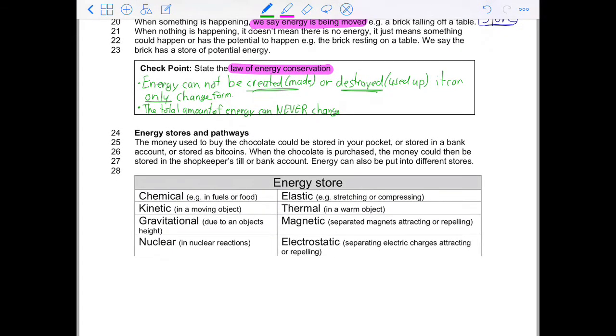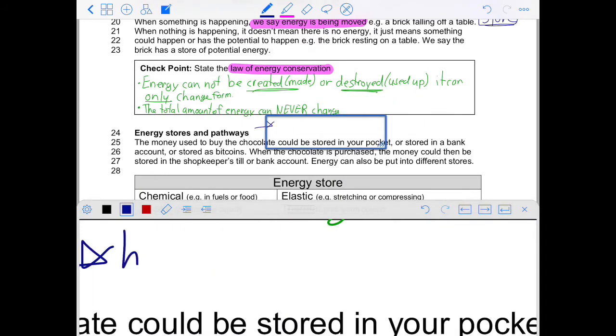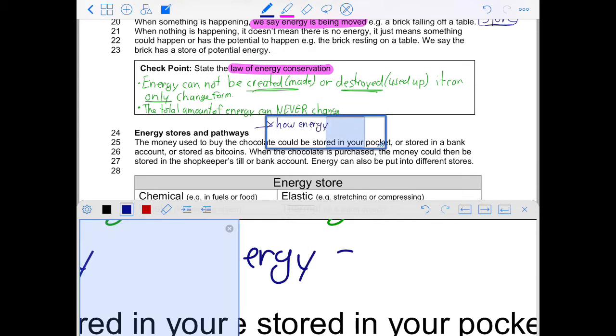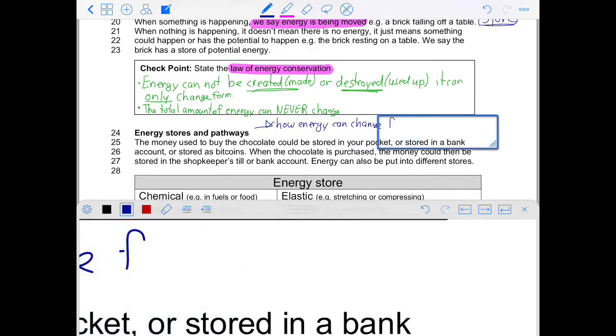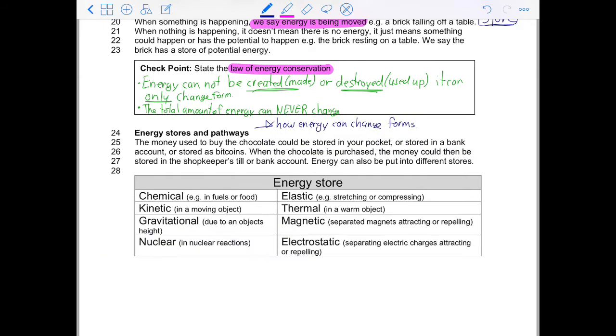Now we're going to move on to looking to see how this energy can change. So stores and pathways are how energy can change forms, and the different forms it can take.